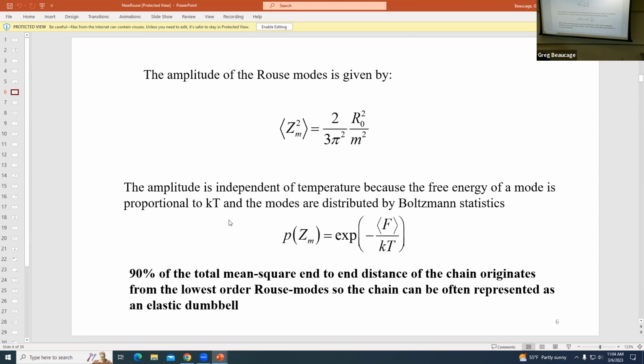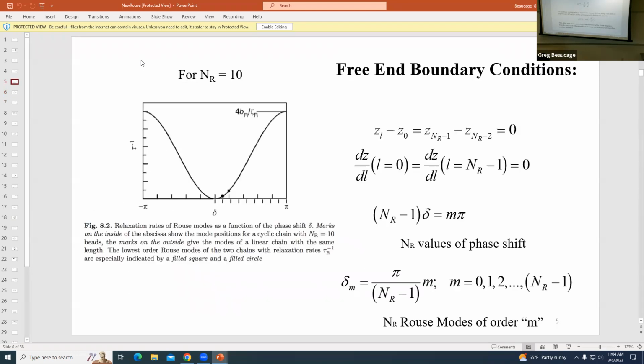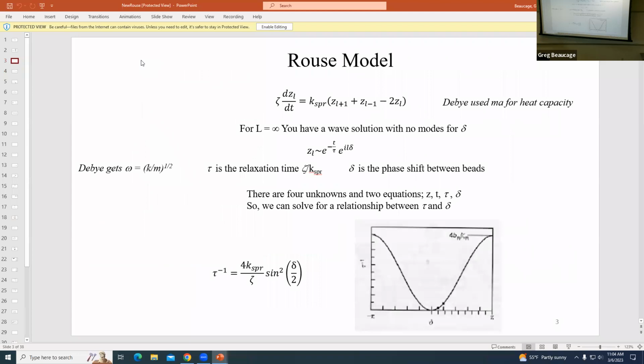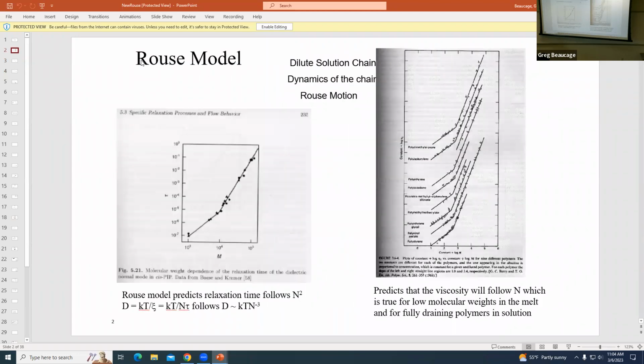That's the conclusion of the Rouse model: you have one relaxation time, the lowest order mode, and from that lowest order mode you can calculate all the taus and things. You can calculate the relaxation time. So you can calculate that tau is going to go with the molecular weight squared, for one thing. And the viscosity goes with molecular weight to the power 1, right?